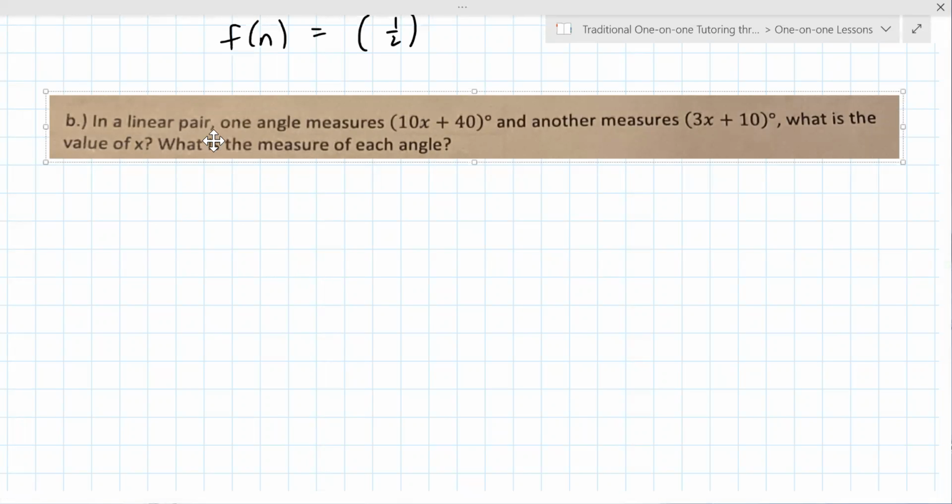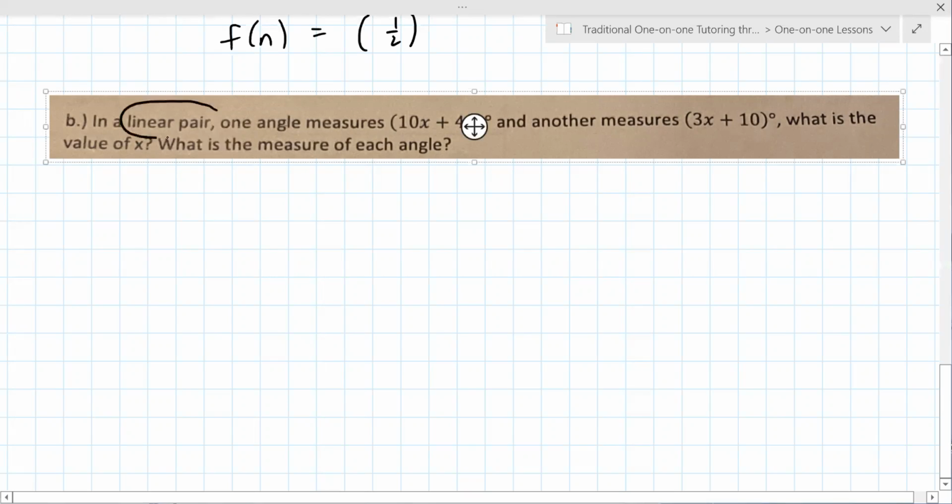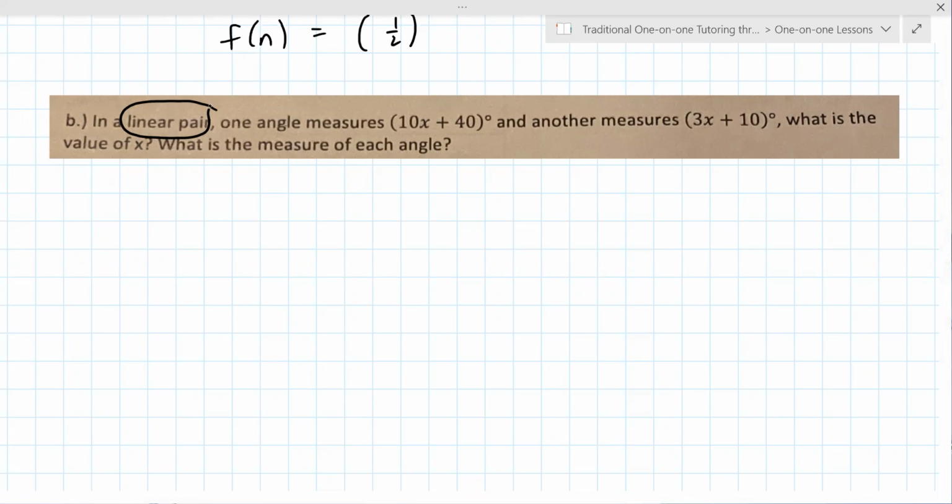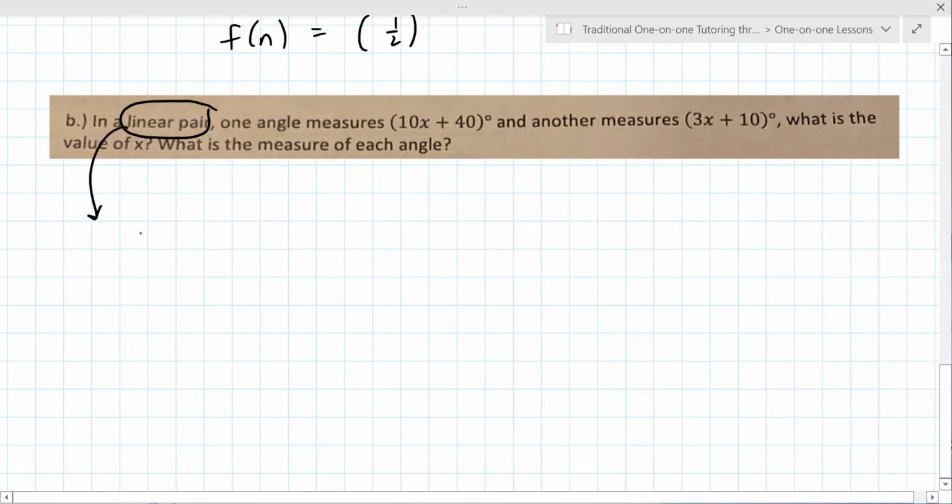Yeah, okay. So the key phrase here is linear pair. One angle measures 10x plus 40 degrees and another measures 3x plus 10 degrees. A linear pair, by definition, that's probably one of your definitions, is 180 degrees. Graphically, consider this angle 1 and this angle 2. The two angles add up to 180. That's what a linear pair means. A linear pair means a line, which is 180 degrees.